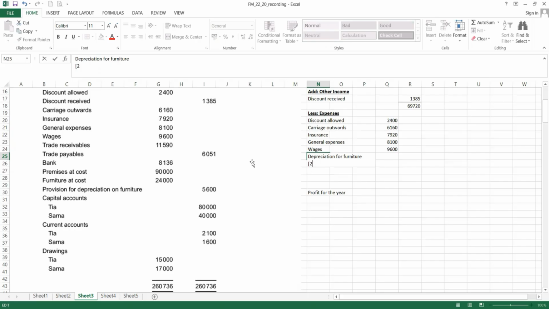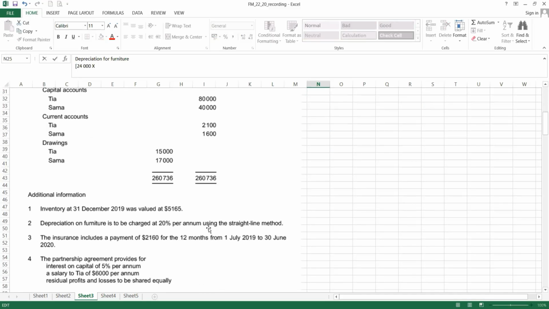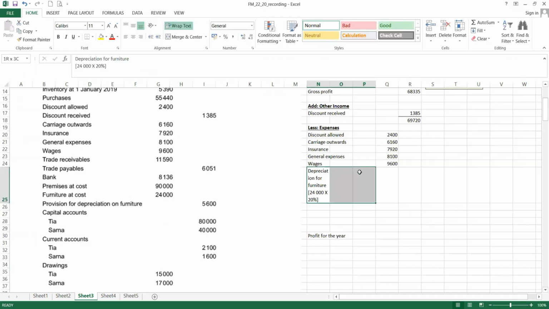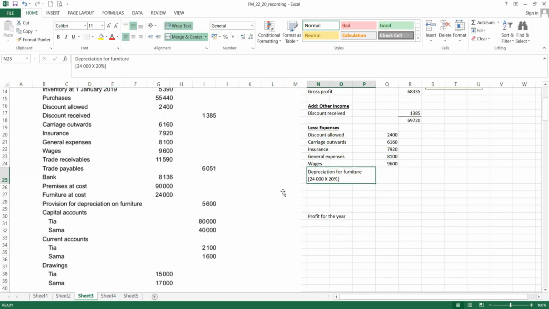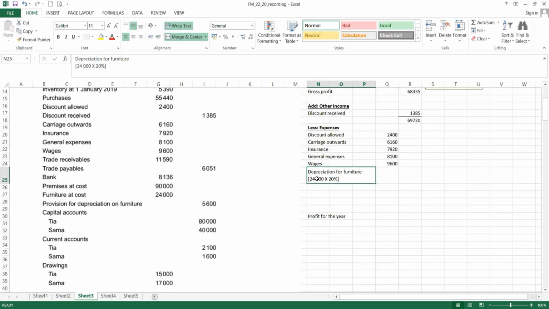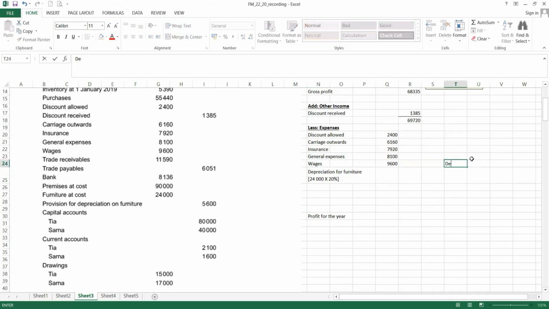Furniture, 24,000. If it is the straight line method, we straight away multiply by the percentage. No need to put in the... don't need to minus the provision. Take notes for the furniture. Straight away times the percentage, because they say straight line method. The formula for the depreciation, okay, I put down somewhere the formula for depreciation.